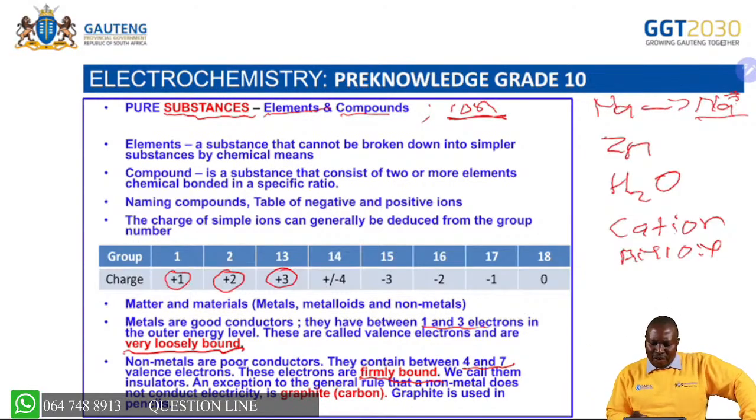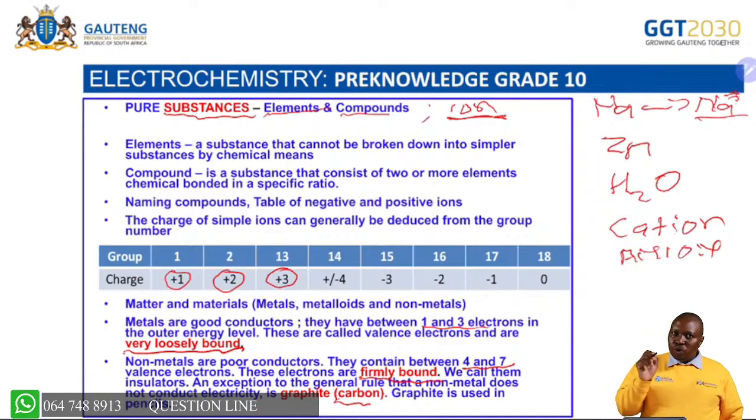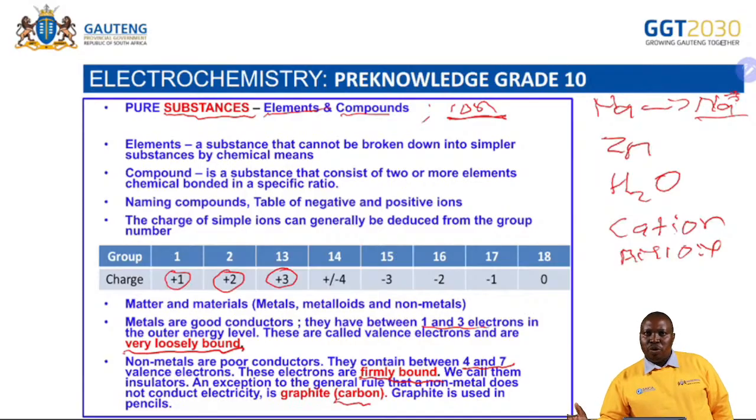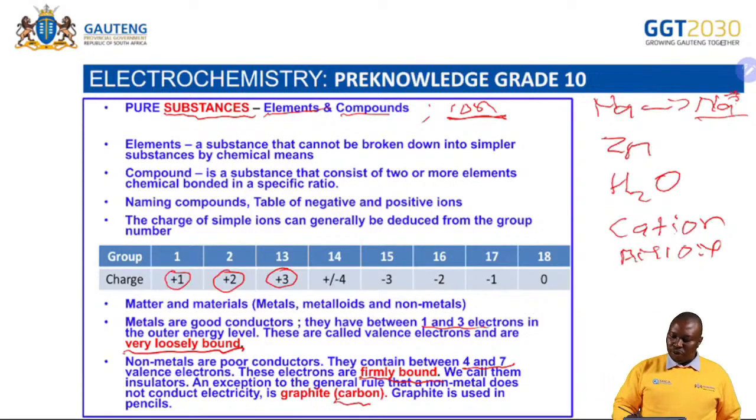However, we have graphite, which is carbon. Carbon is a non-metal, but it's a good conductor of electricity. So that's why when you did your experiment on the electrolysis of copper chloride, you were able to use carbon there, because it's a good conductor of electricity. So that is an exception. We said non-metals are not good conductors, but carbon is an exception.